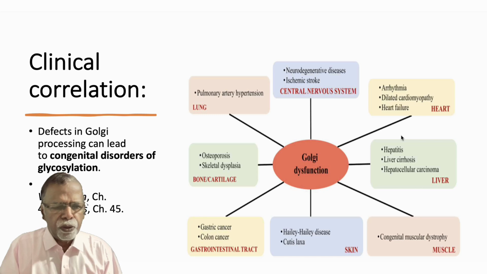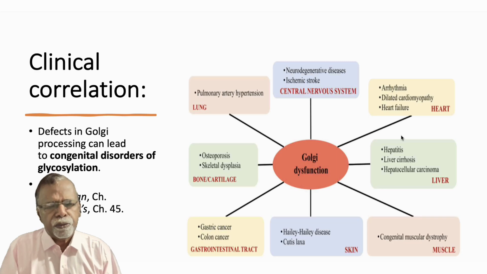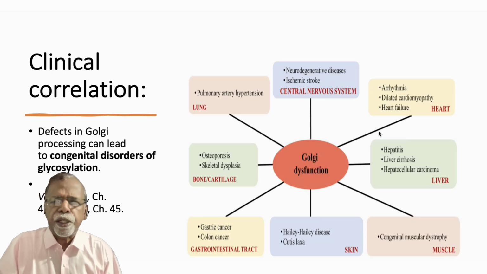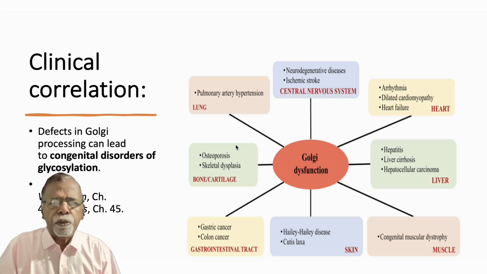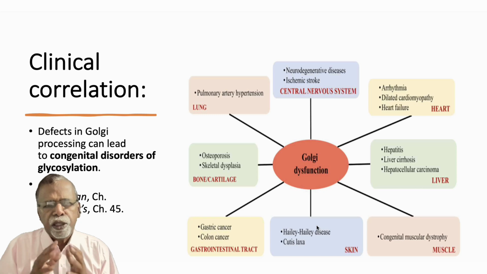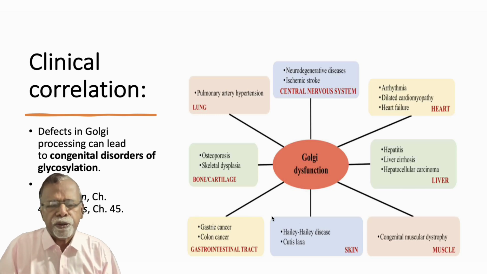What are the disorders of Golgi processing? Golgi apparatus processes the proteins. So the disorders can lead on to many disorders of, for example, glycosylation. Again, the Golgi dysfunction can lead on to disorders of central nervous system, lung, produce osteoporosis, gastric cancer, colon cancer. So many diseases can be due to the disorders of the Golgi apparatus. So Golgi apparatus, it is the stacking of the proteins or modification of the proteins is in the Golgi apparatus.